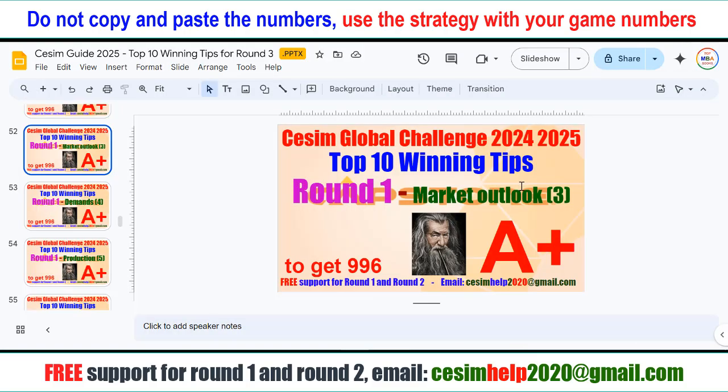So that's winning tip number 3. Take the market outlook to see the demand fluctuation up and down for each round before we set decisions, right?